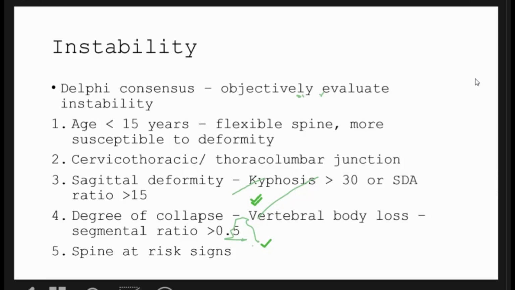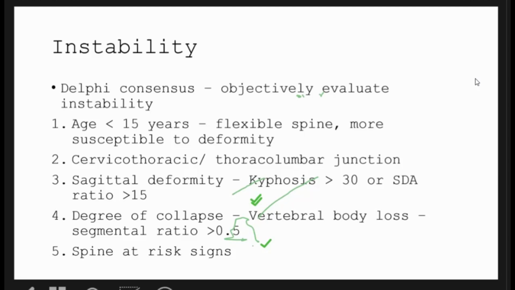Secondly, junctional. Obviously, cervicothoracic and thoracolumbar. This is the part of the spine which is the transition zone between your mobile part of the spine and the rigid part of the spine. So mechanically, if one part is mobile and the other part is rigid, at the junction you may tend to have more force and hence deformity.